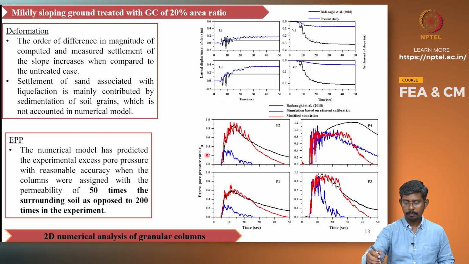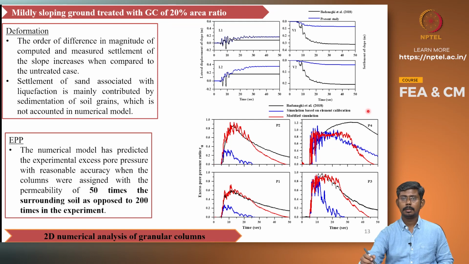When it comes to the treated ground, a similar discrepancy is spotted, that is the underprediction of the settlements, and here the pore pressures are also affected. Unlike the untreated ground, here the discrepancy is spotted in excess pore pressure as well. The simulation based on element calibration, that is the model parameters to represent the Ottawa sand obtained through element calibration, is represented by the blue colored plots. You can see here the excess pore water pressures are very much under predicted.